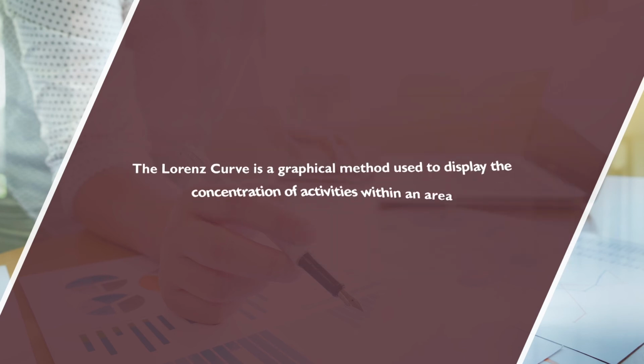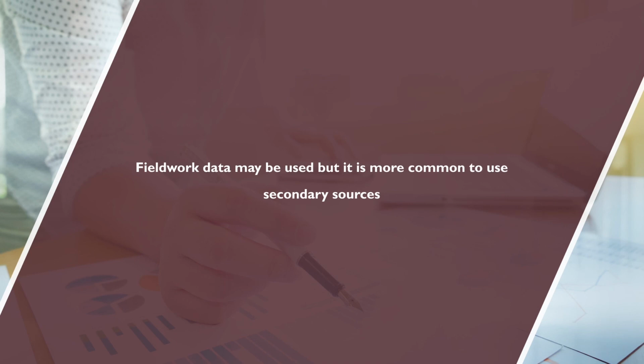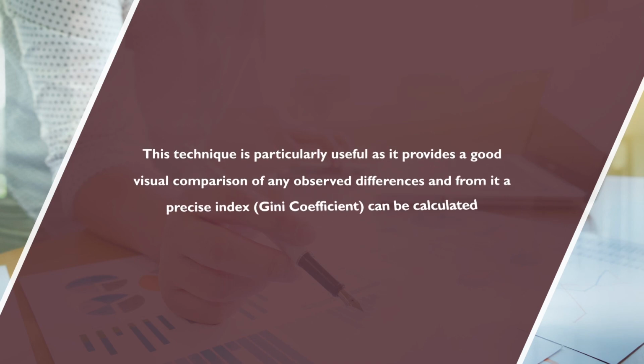If you talk more about it, the Lorenz curve is a graphical method used to display the concentration of activities within an area. For example, the degree of industrial specialization within an urban area. Fieldwork data may be used, but it is more common to use secondary sources. The technique is particularly useful as it provides a good visual comparison of any observed difference, and from its precise index the Gini coefficient can be calculated.